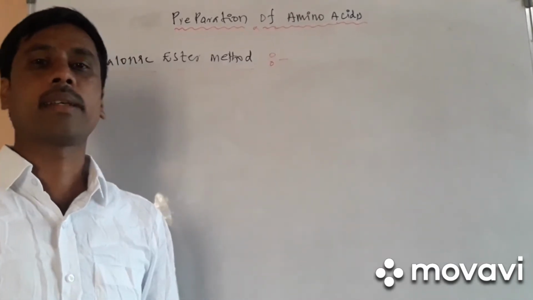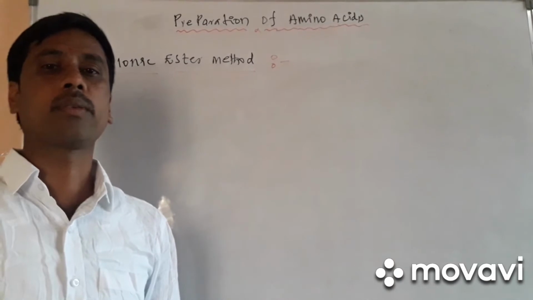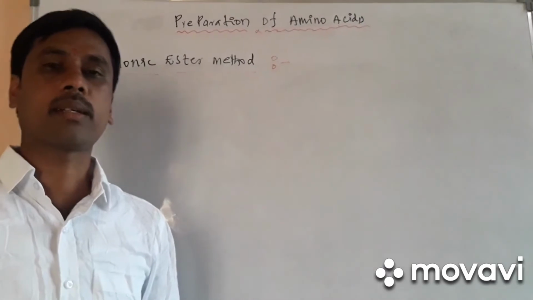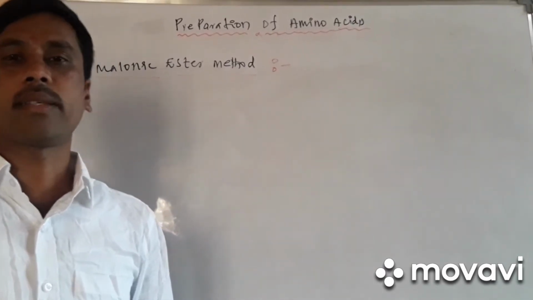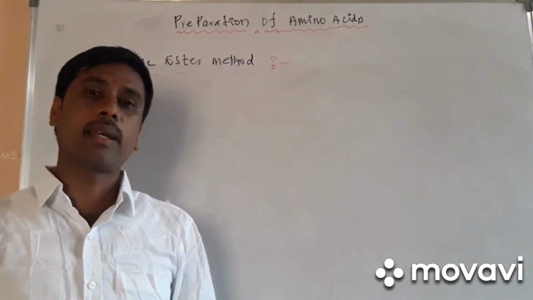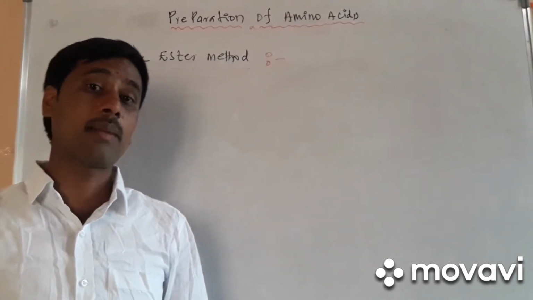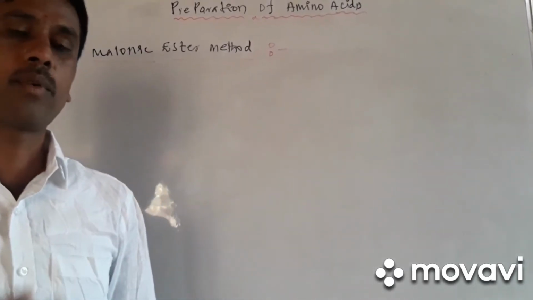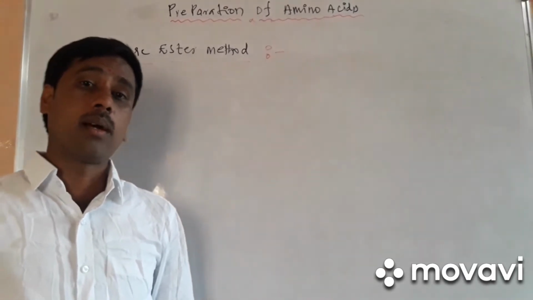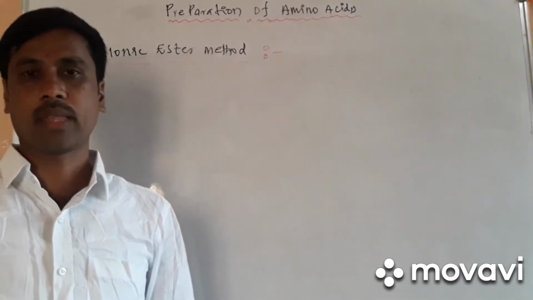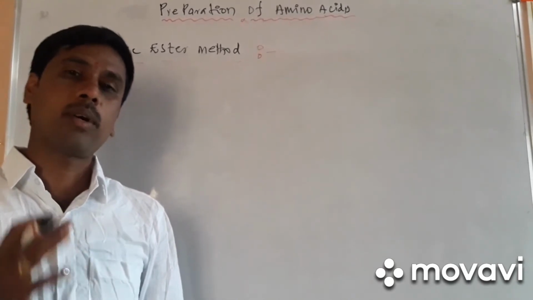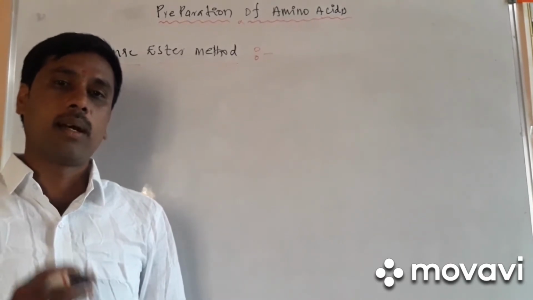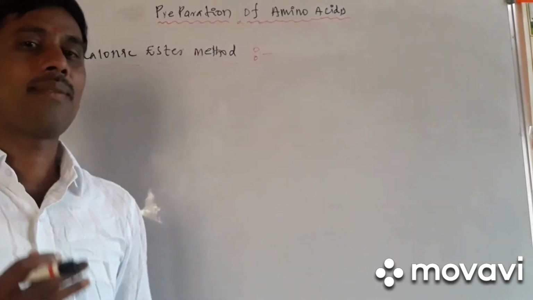That sodium malonic ester reacts with alkyl halide to produce the alkyl malonic ester product. That alkyl malonic ester product, followed by hydrolysis, produces alkyl malonic acid. That alkyl malonic acid reacts with one mole of bromine molecule to produce alkyl bromomalonic acid. That reacts with one mole of ammonia molecule, which gives rise to alpha amino acids.